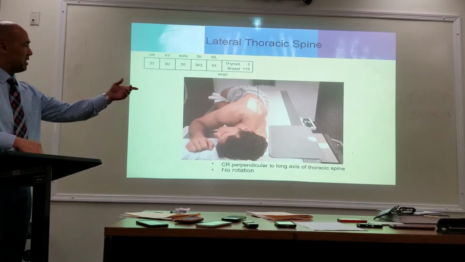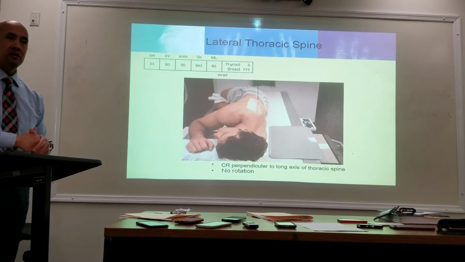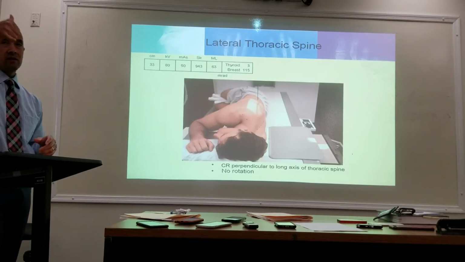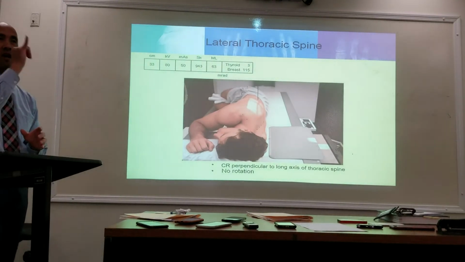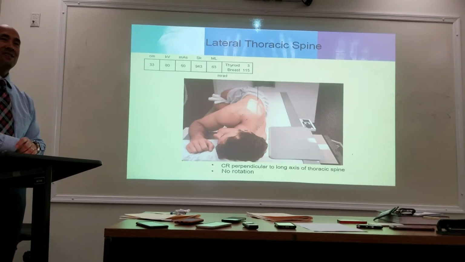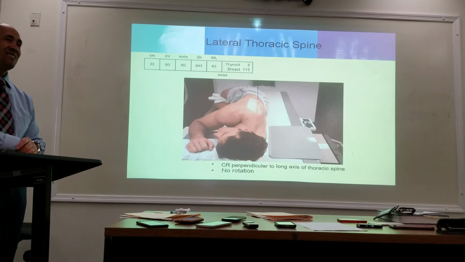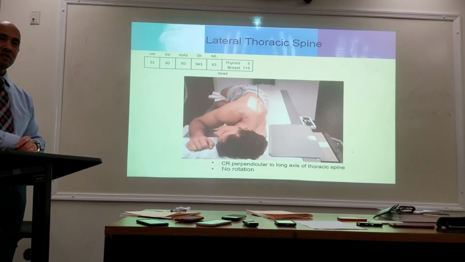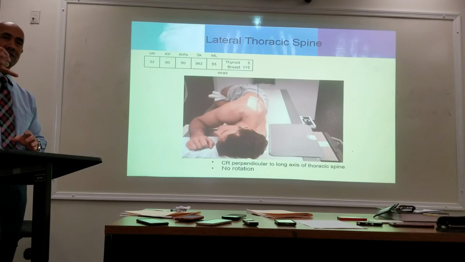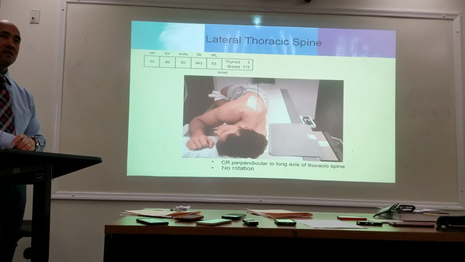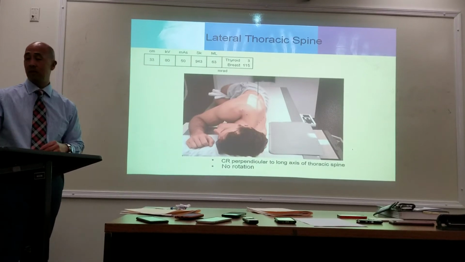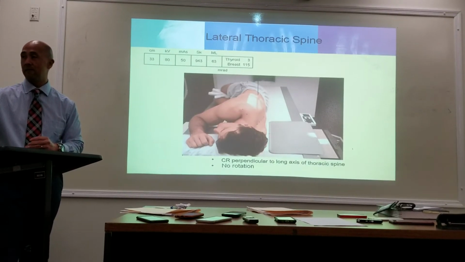Now, how do we find T7 in this position? 7 to 8 inches below the jugular notch. Not jugular notch, C7. So 7 to 8 inches below the spinous process of C7.